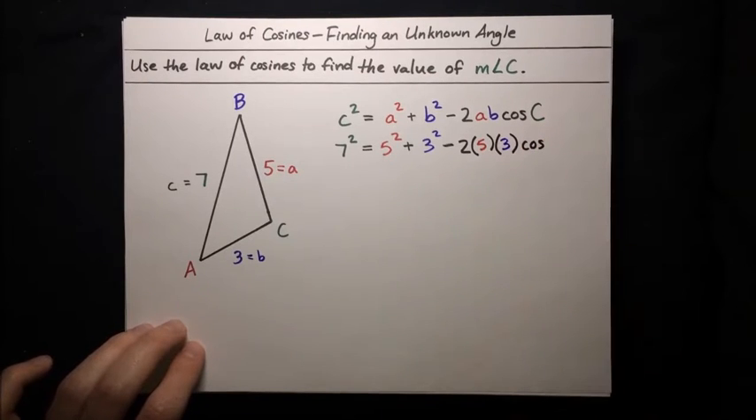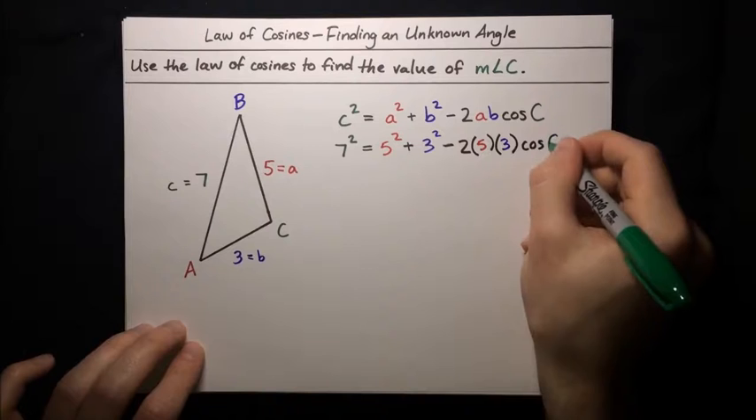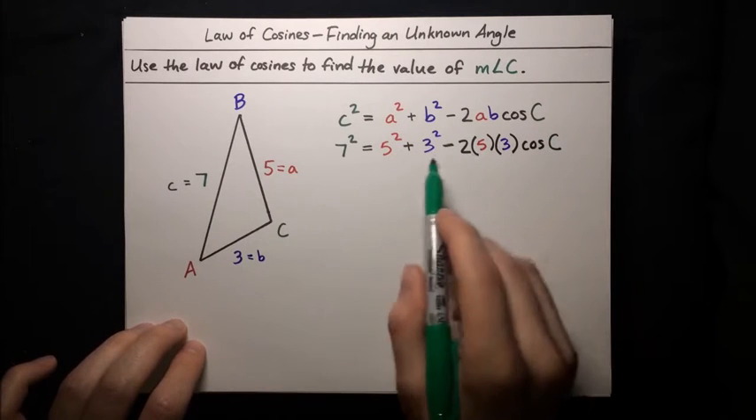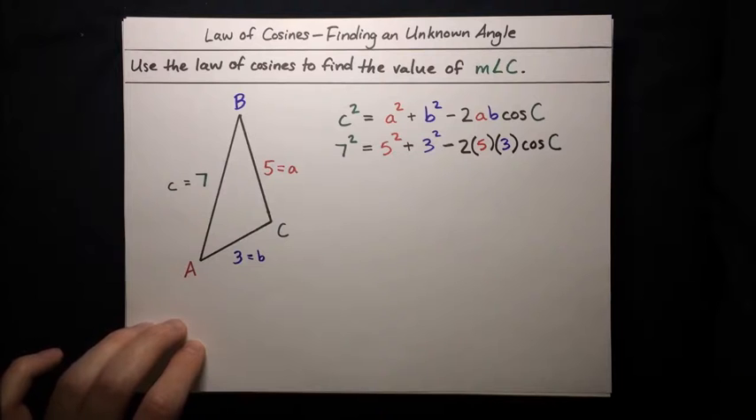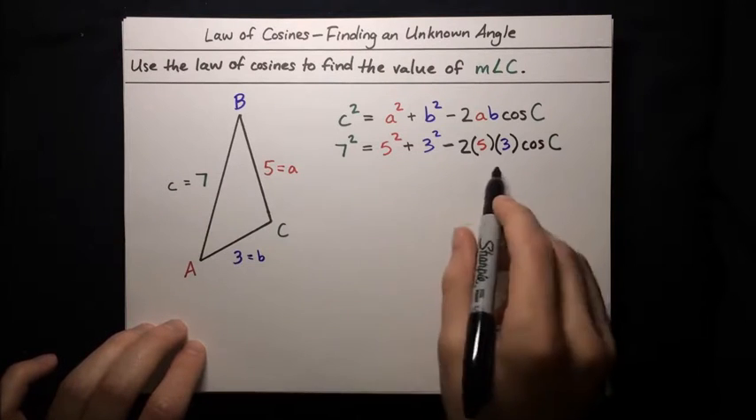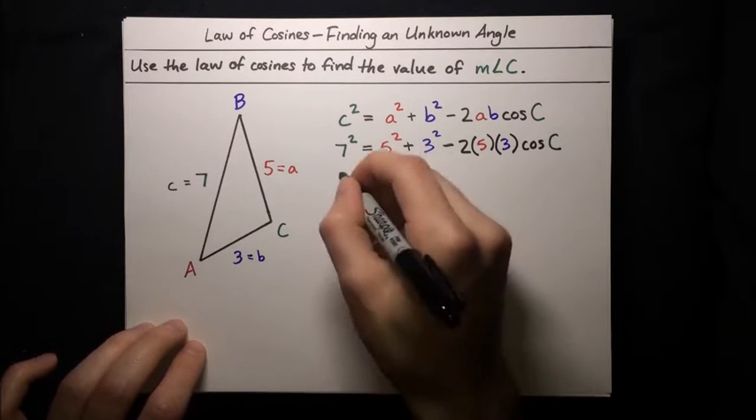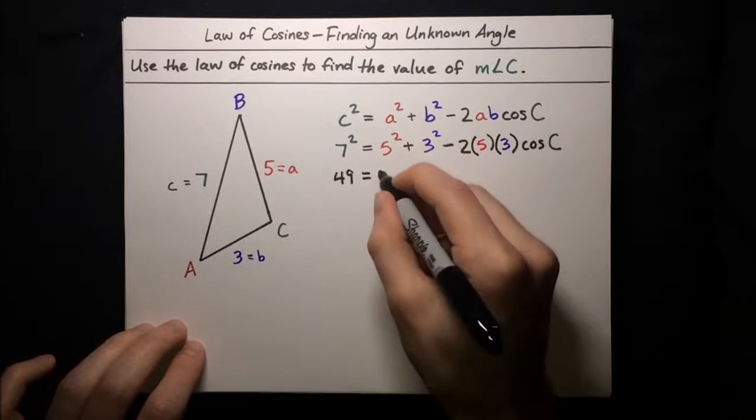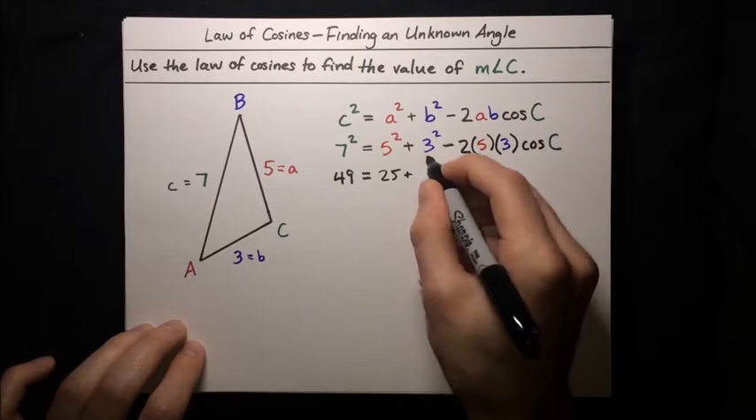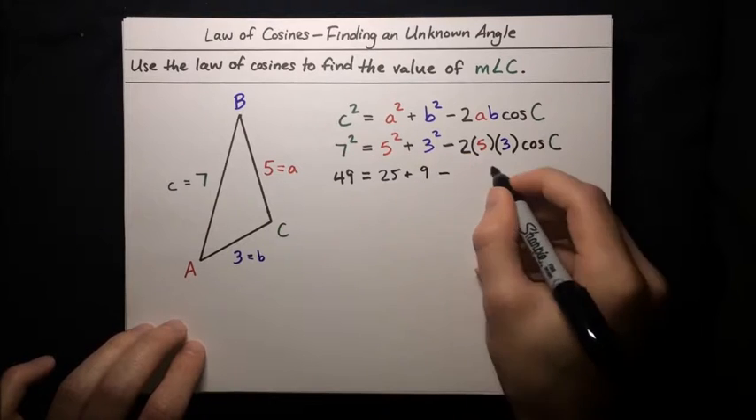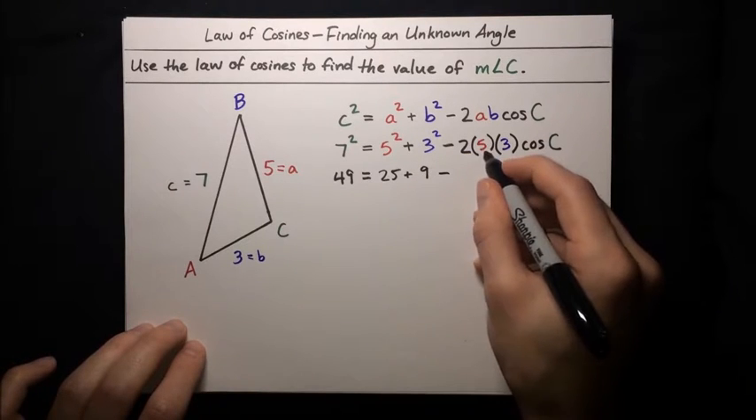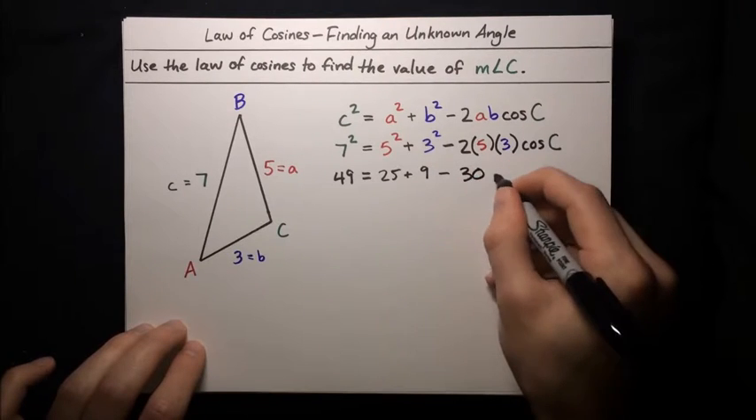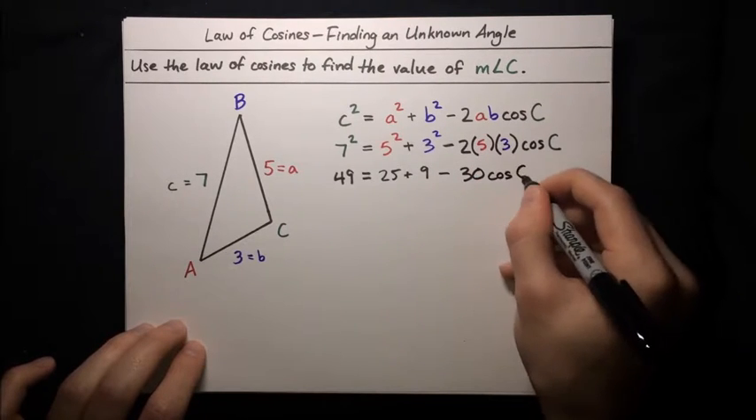Times cosine of C. And we don't know what angle C is, but now we have an equation where that is the only variable, and we can solve that equation. So why don't we go ahead and solve this? First of all, we'll just simplify everything. 7 squared is 49. So 49 equals 5 squared, 25, plus 3 squared, 9. Then minus 2 times 5 is 10, then times 3 is 30. So minus 30 cosine of C.